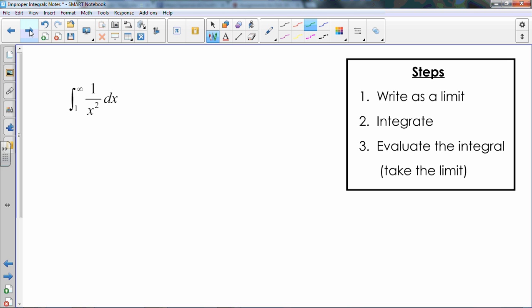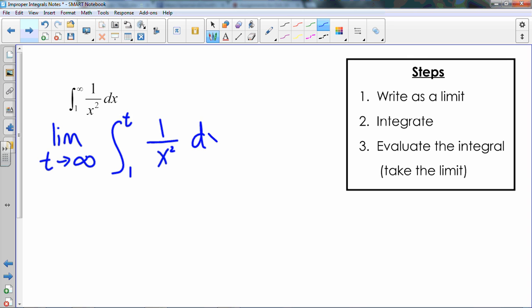So our first thing we do, as it says over here on the side, is we write the integral itself as a limit. Since we can't technically plug in an infinity, we think of it as the limit as t, some variable. The book uses t a lot, so I do that also. The t is going to be our infinity. And then we replace our infinity up here with a t itself. Everything else stays the same. So I just wrote it as a limit.